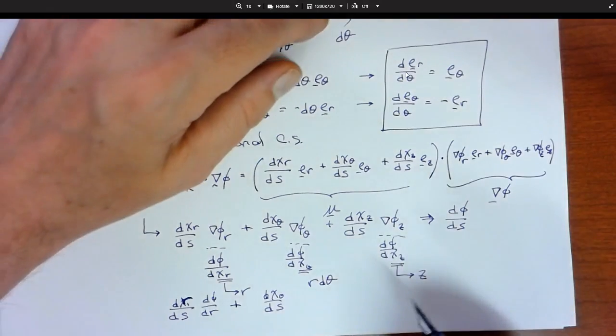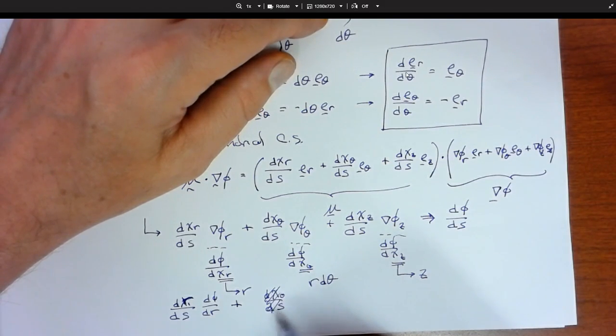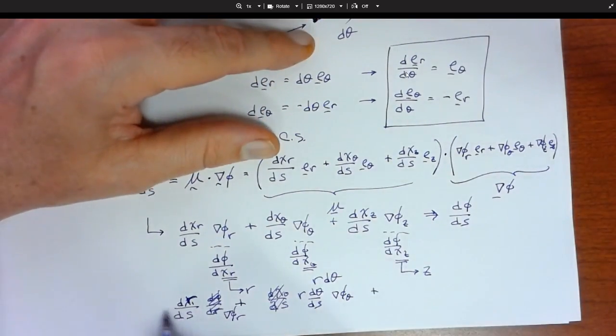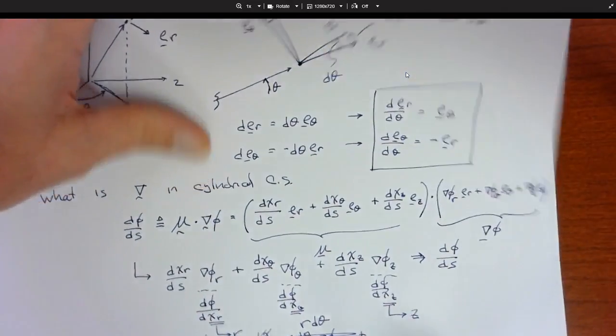Oh, I'm sorry, I'm kind of doing this the wrong way. So let's do it this way, right? So this is going to be upstairs. We need an r d theta ds, right? That's the dx theta ds. And then this is going to be times the d phi theta, right? Let me just write this whole thing over. Sorry about that. It's late in the day. All right, let me just rewrite this.